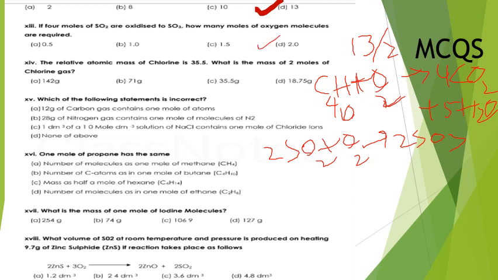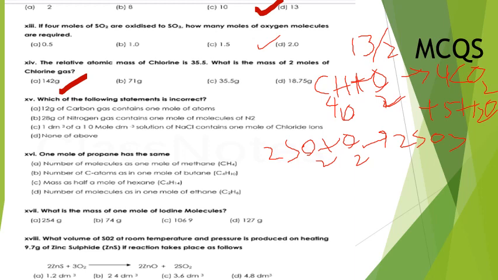Right, here once again we have the next one. The relative atomic mass of chlorine is 35.5. What is the mass of 2 moles of chlorine gas? It is 142 grams, as 1 mole of chlorine gas holds 71 grams. That is 35.5 into 2, because chlorine gas is Cl2, right? Then it is 71 multiplied by 2 for the 2 moles, which is 142 grams.